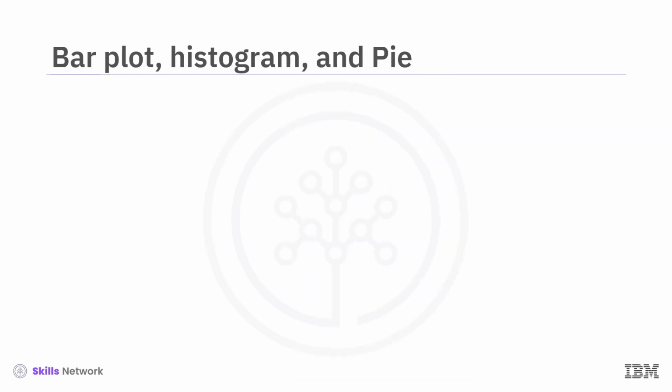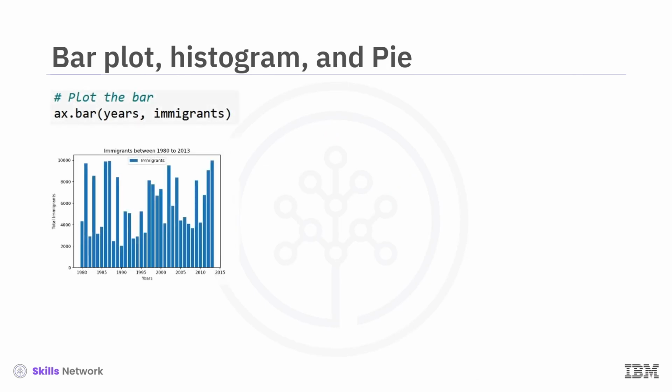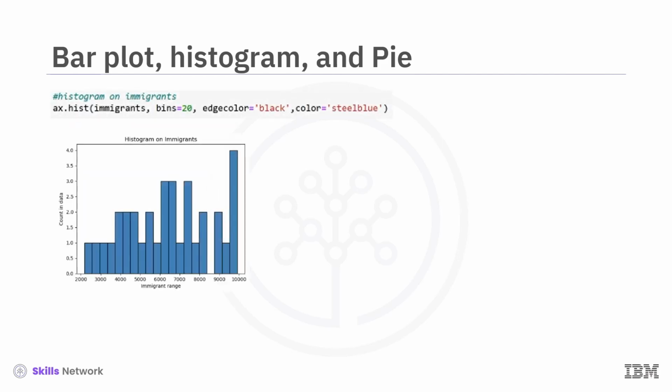Let's now use a bar plot to represent the number of immigrants for each year. The ax.bar function creates a bar plot, passing years corresponding to the x-axis and the immigrants to the y-axis. The height of each bar represents the number of immigrants for that year. Ax.hist generates a histogram with bins set to 20. Notice the use of edgecolor and color parameters to specify the border and bar color of the histogram.